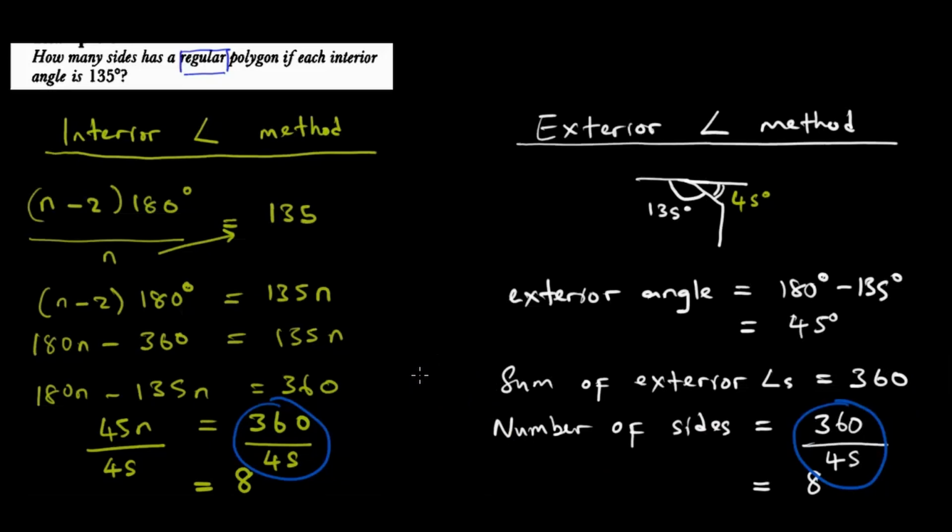So in terms of complexity, I would argue that the exterior angle method is better in such cases, where we are given the interior angle and want to know the number of sides. But if you have mastered the other method, good for you. But I would encourage you to use the exterior angle method.